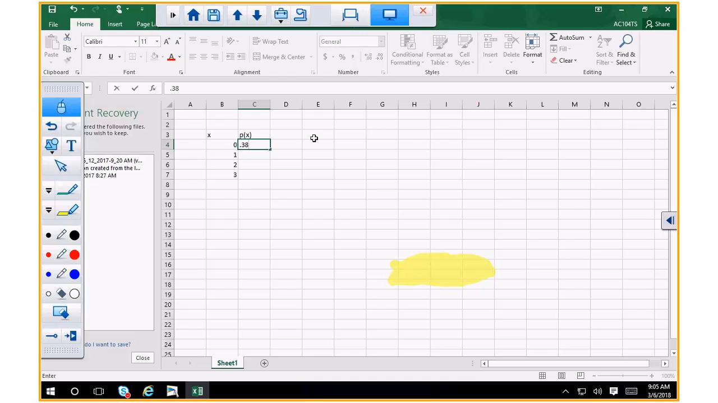P of X is equal to 0.38, 0.2, that's 0.58, 0.32, 0.22 is point what? Let's see, that's 0.68 or 0.58. What is that? 3, 4, 5, 6, 7. 0.8. Somebody check that and see if that's 0.8. That's all right. I'll just check it. Y'all take too long.